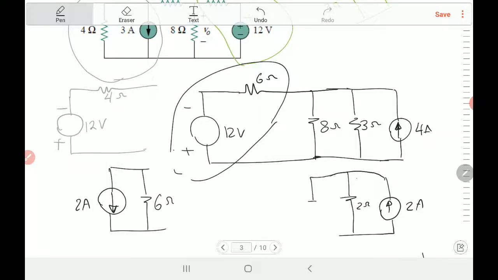But we still have our 8 ohm. That is our output. How can you find the voltage here? Find the current here. How do you find the current here? Current divider. How do you use the current divider?